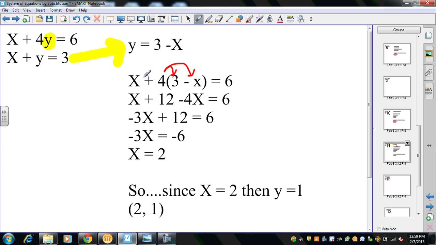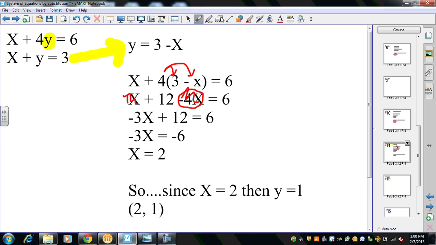So I'm going to go through and simplify the equation. The x plus 4 times 3 is positive 12. Then I have 4 times negative x, which is negative 4x. And then, of course, it's all equal to 6. Well, 1x minus 4x, remember the sign that's before the number goes with the number, 1x minus 4x is equal to negative 3x. And then I have my plus 12 here, which is equal to 6. I'm going to subtract 12 from both sides, giving me negative 3x equals negative 6. And then I'm going to divide both sides by negative 3, so x is equal to 2.